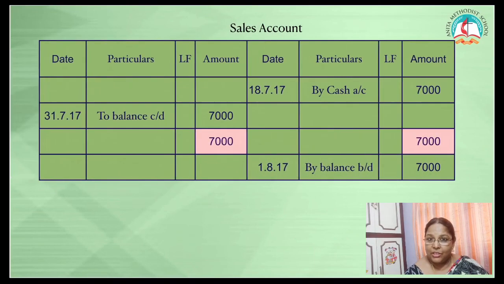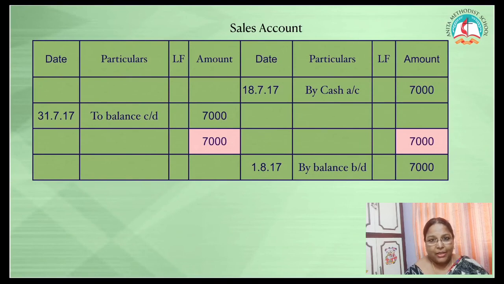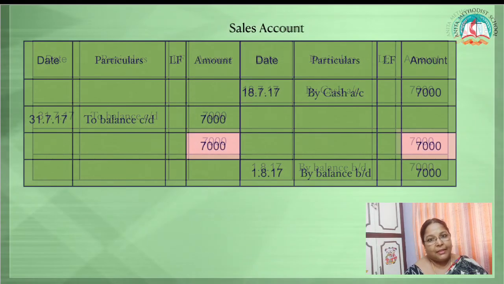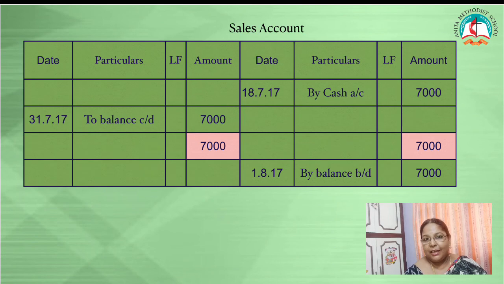Next one, sales account. Sales account, cash account debtor to sales account. Right, cash account debtor was debited there. So it has to be credited in your ledger. By cash account 7,000. Since it's only one transaction, close the account. To balance carried down 7,000. Total on both the sides, and then by balance brought down. That is the opening balance for the next month. Clear, children? You're able to understand? That is all about your ledger accounts.